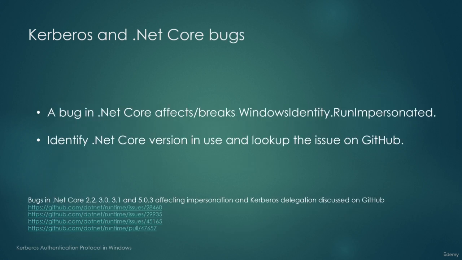It seems that several .NET Core versions have a track record of bugs, basically preventing end-user impersonation and Kerberos delegation. Identifying the version in use and searching GitHub discussions for reported issues may save a lot of time. You can always try enabling protocol transition as a workaround if the application security is not a critical requirement.